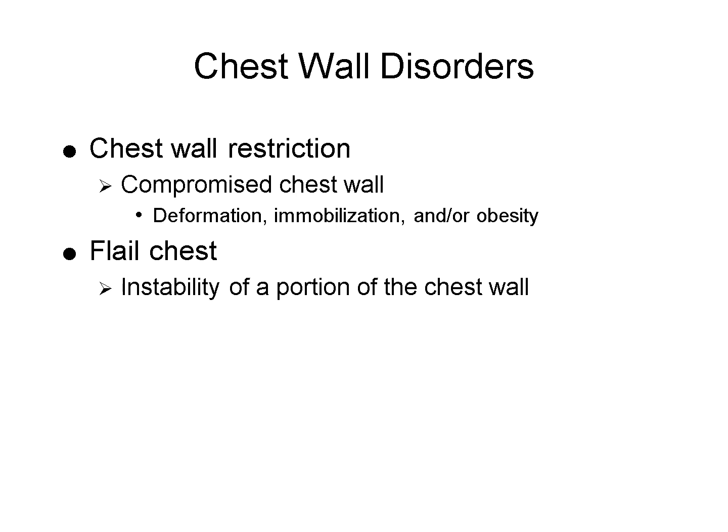Disorders of the chest wall can restrict lung expansion, making breathing more difficult. These restrictions may result from structural deformation, immobilization, or excess body weight. One example is flail chest, in which multiple rib fractures cause a portion of the chest wall to move independently during respiration. This paradoxical motion interferes with ventilation and increases the work of breathing.